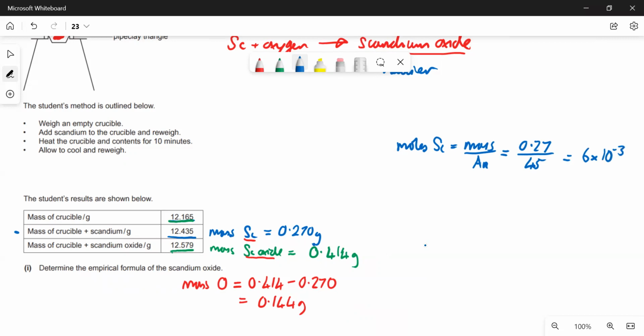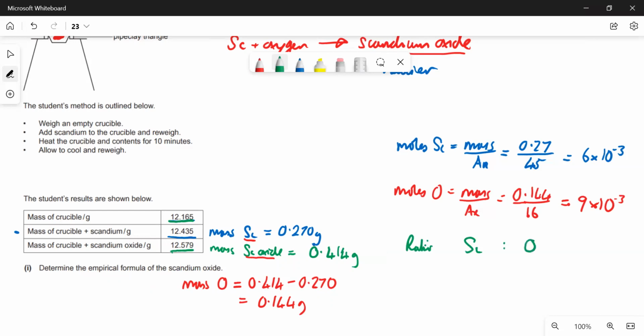Right, let's do the mass of oxygen, moles of oxygen. That's going to be the mass over the Ar of oxygen, 16. So the mass is going to be 0.144 over 16, which is 9 times 10 to the minus 3. So we can see the mole ratio of scandium to oxygen is 6 times 10 to the minus 3 to 9 times 10 to the minus 3.